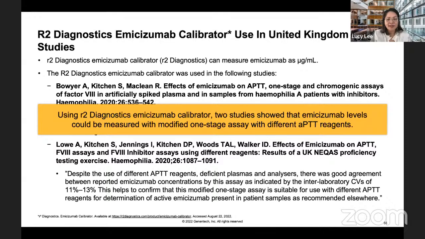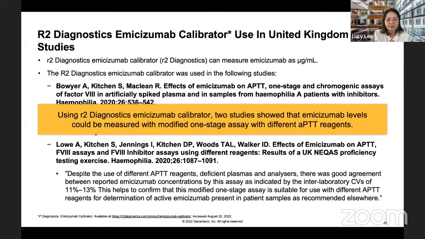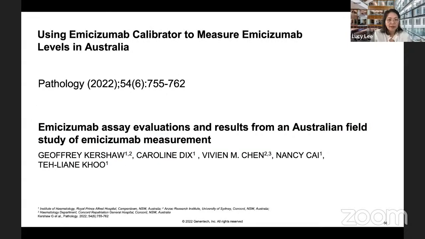Oh, yes. So the emicizumab calibrator is CE marked, but not FDA cleared in the US. So it is available for research use only. And I believe we were asked to talk a little bit more at length about the use of emicizumab calculator to measure emicizumab in Australia.